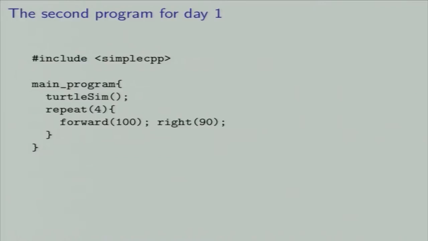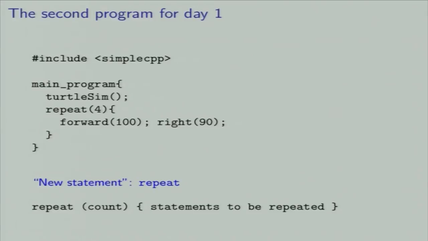It will again draw the square, but now instead of writing out the commands forward 100, right 90, four times, we are giving a directive which says repeat those commands four times. That's all. So what I have introduced is an additional statement in C++, the repeat statement. Again, this is just a very simple macro. But as you saw, even a school child can understand what this repeat means. It says repeat these statements several times, four times as it has been said over here.